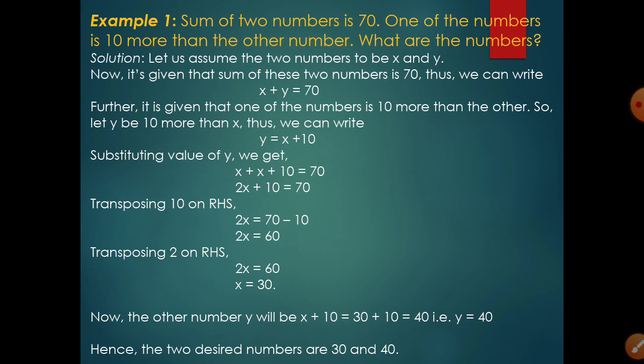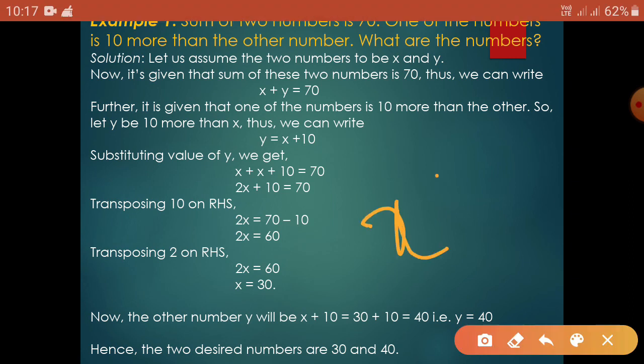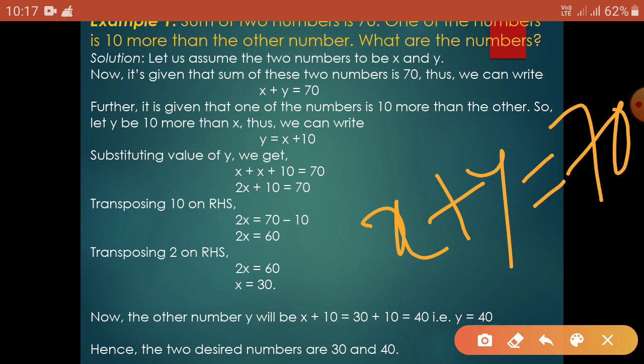Now read the statement. Sum of two numbers is 70. Assume the numbers as x and y. "Is" means equal to. So here it is x plus y, the sum of the two numbers, and "is" means equal sign, and then 70. Got the equation? So it is one equation.